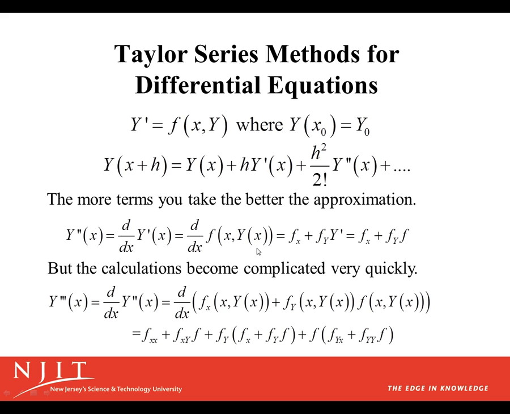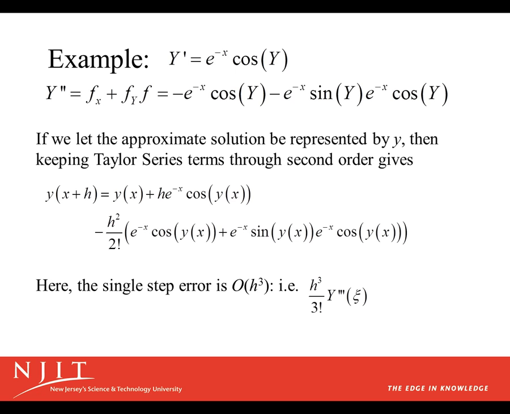If we want to take the third order term, y triple prime, that's the derivative of y double prime, which is now the derivative of this mess that we have on the right hand side. And taking that derivative, we see that gives us 1, 2, 3, 4, 5, 6 terms. So the amount of work really grows the more terms that we take using a Taylor series method.